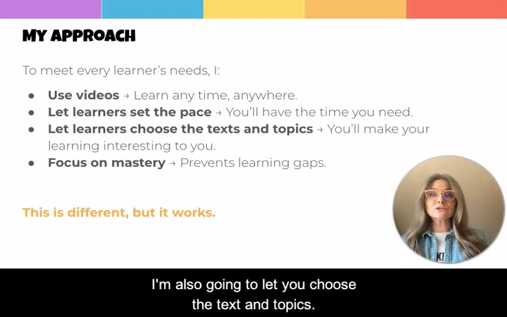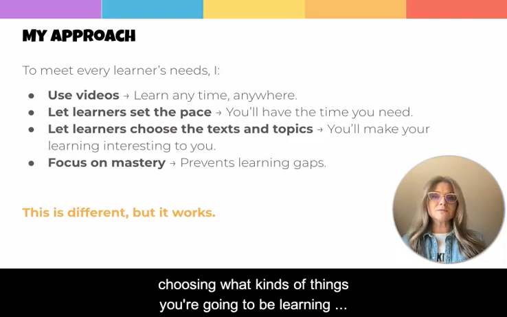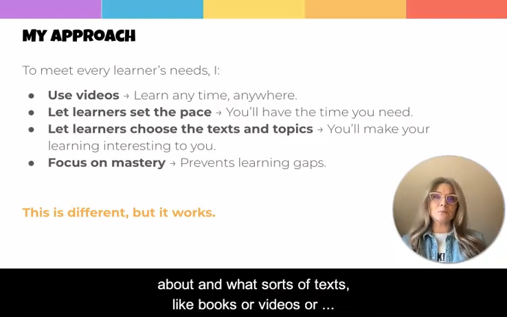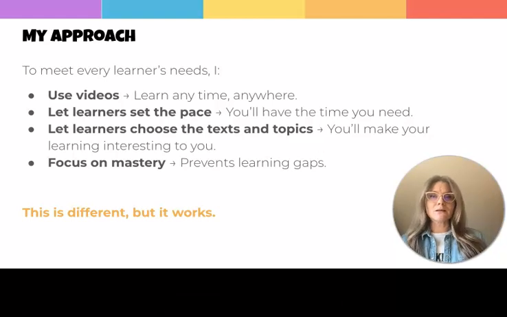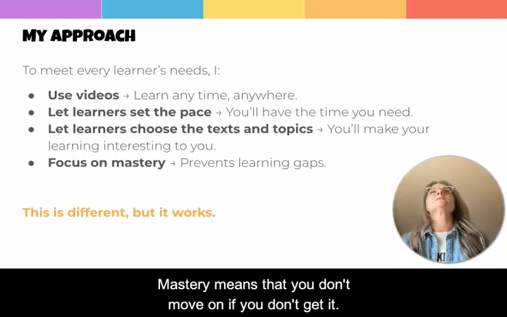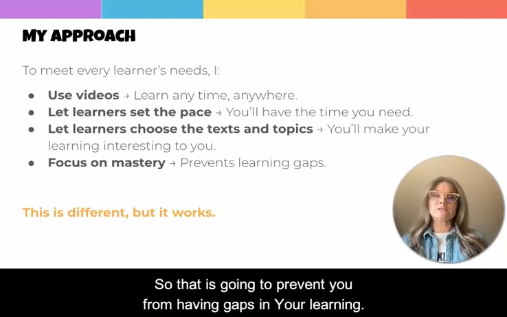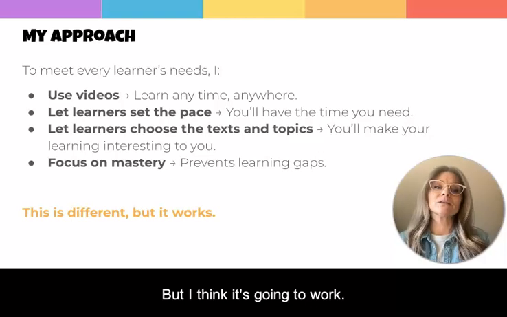I'm also going to let you choose the texts and topics. So you're going to make learning interesting to you by choosing what kinds of things you're going to be learning about and what sorts of texts, like books or videos or podcasts, you're going to use to learn. And finally, I'm going to focus on mastery. Mastery means that you don't move on if you don't get it. That is going to prevent you from having gaps in your learning. This is different from what you might have experienced in the past, but I think it's going to work.